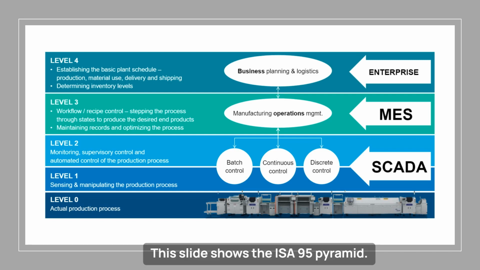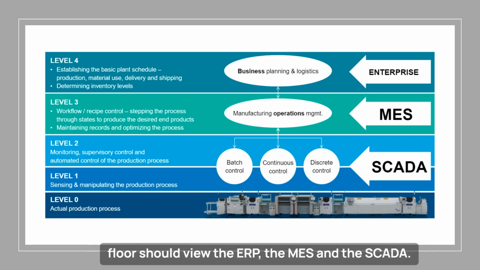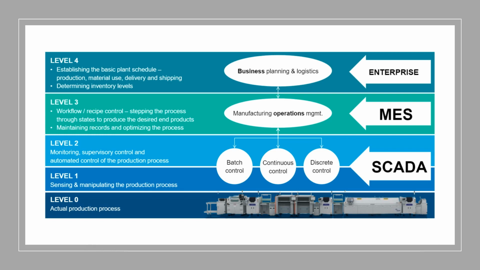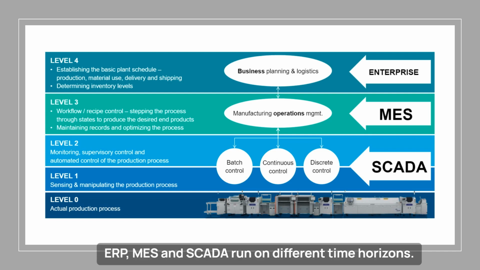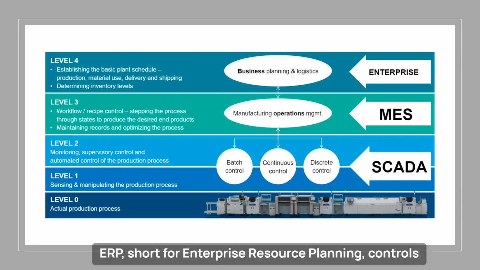This slide shows the ISA 95 pyramid. The framework provides guidance for how the shop floor should view the ERP, the MES, and the SCADA. ERP, MES, and SCADA run on different time horizons. ERP, short for Enterprise Resource Planning, controls enterprise-wide administrative and business processes.